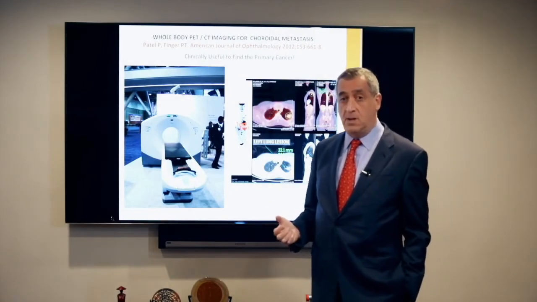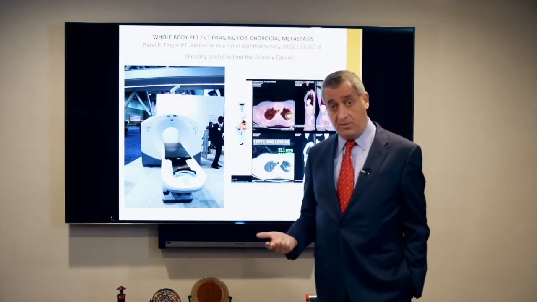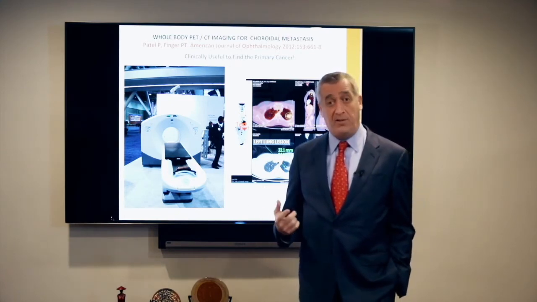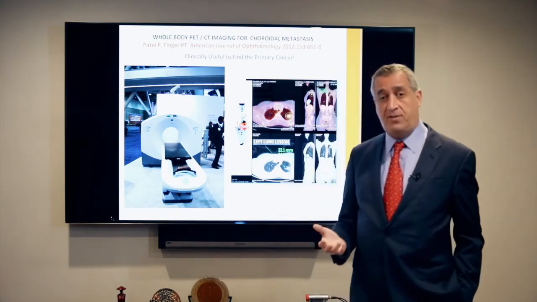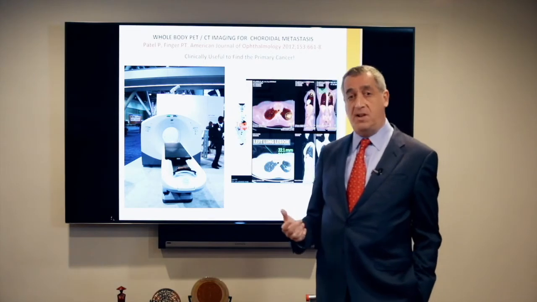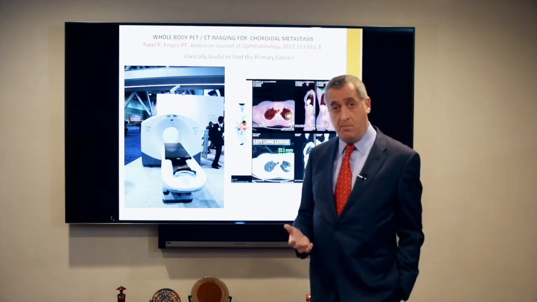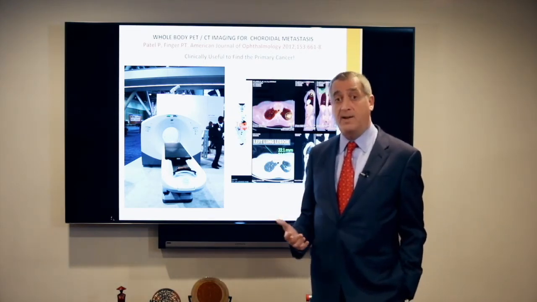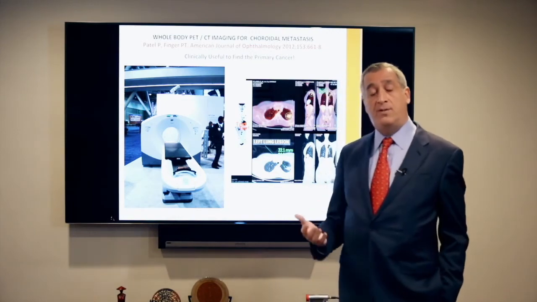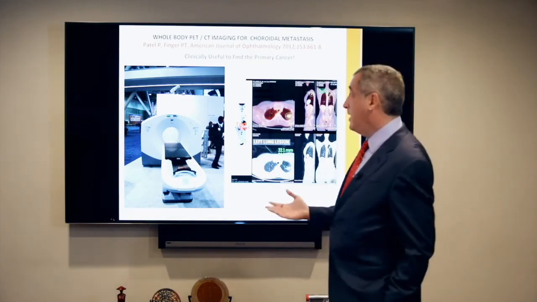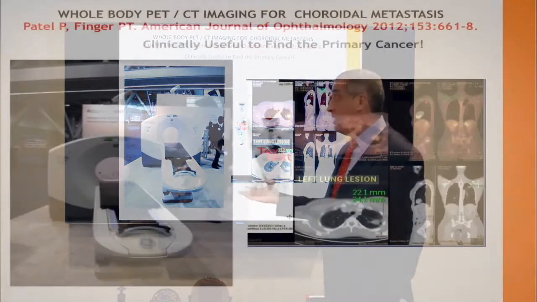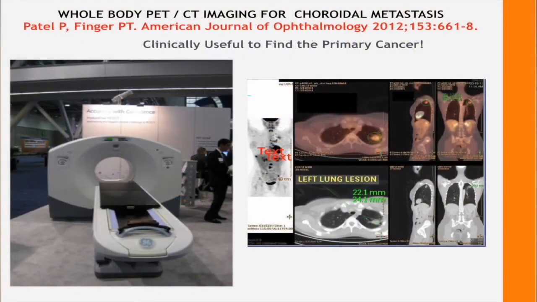Most of them, as I said, were lung or breast, but we have metastasis from thyroid, from kidney, from prostate, from many organs all over the body. So one way to do a census of the entire body looking for a primary site is to order a PET-CT. And there's an article where we describe this that was published in the AJO. My student, Dr. Patel, was primary author.